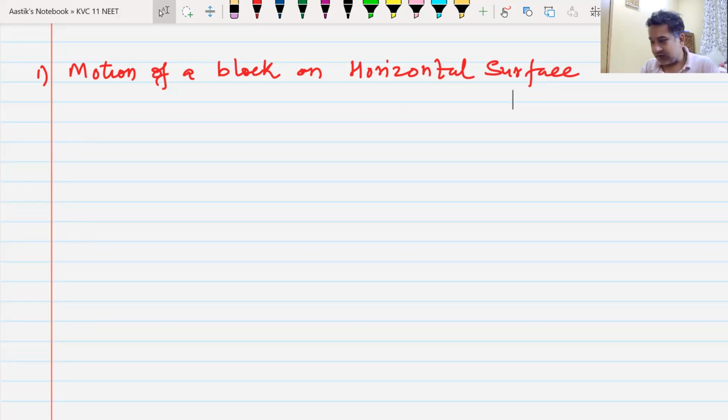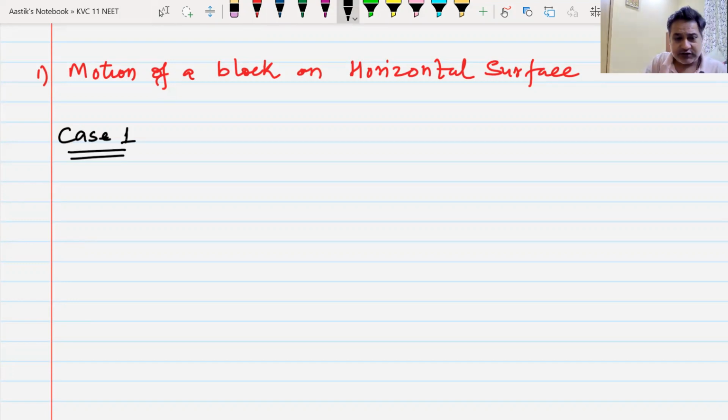A block would be kept on a horizontal surface and we'll have to study its motion. Now we'll do it case-wise. So let us see case number 1. Let me first show you the diagram, and then we can discuss it. All these are potential questions and we are doing them as examples, so that you can understand the question as well as solve it.